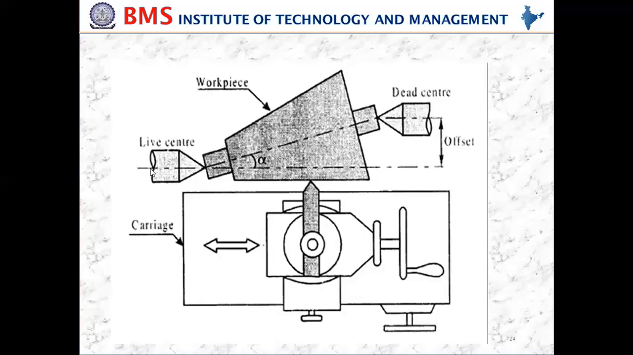So this is the live center and this is the dead center. So this is how the offset is done. And then the length of the taper is going to be obtained by movement of this carriage in a longitudinal direction.